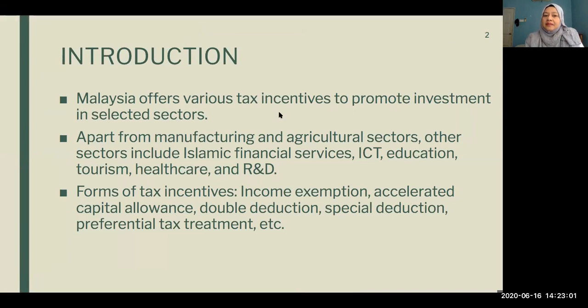No need to pay the tax. You don't have to pay, exempted. Income is taxable but exempted from tax, so you don't have to pay tax on the income.